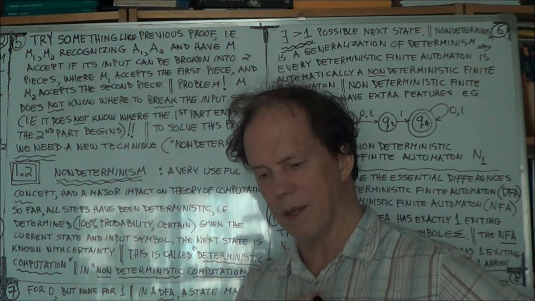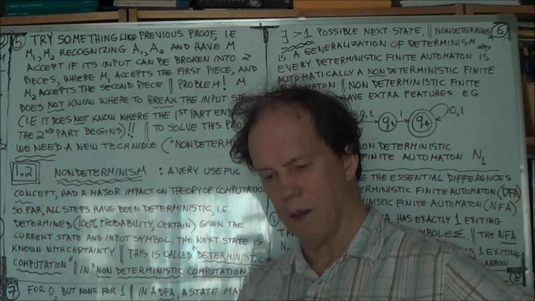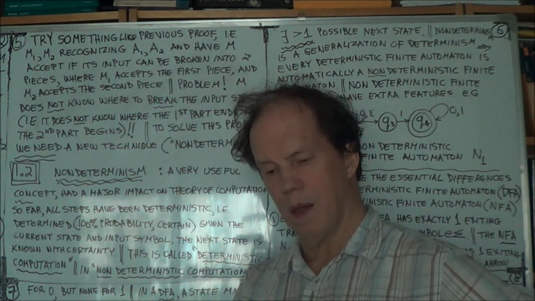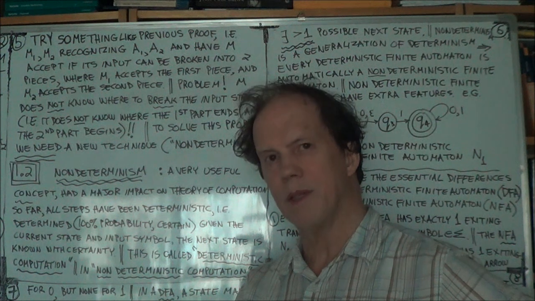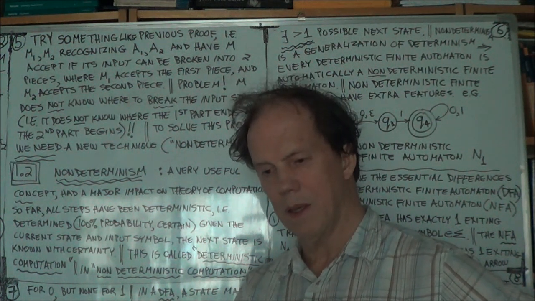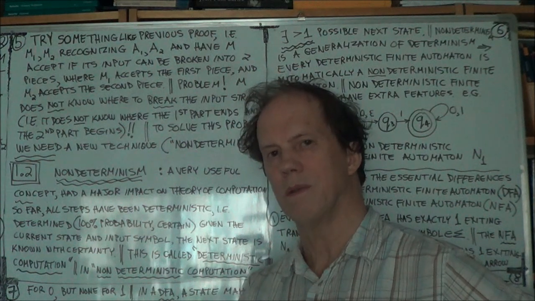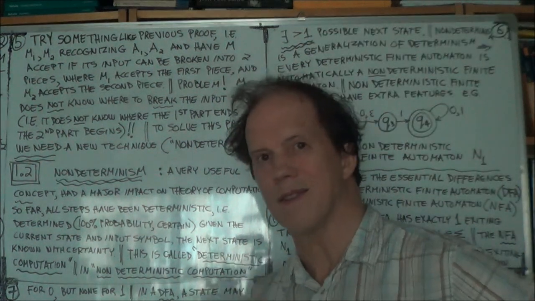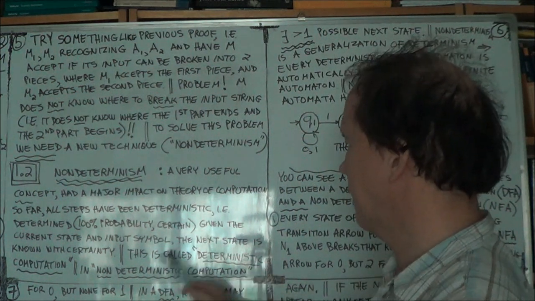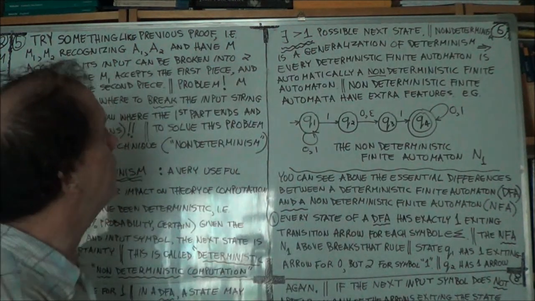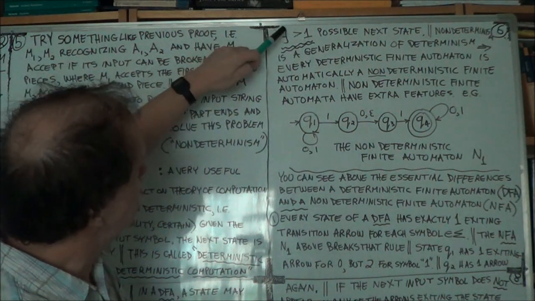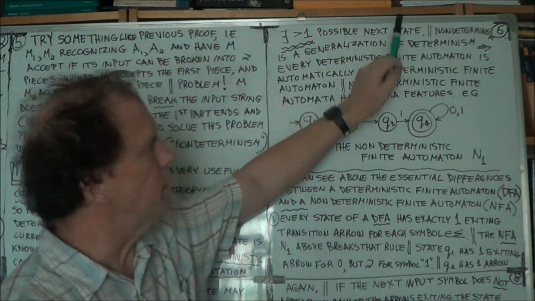With deterministic computation, the next state is certain. Under non-deterministic computation, the next state is not certain. So the essence is that under non-deterministic, there is more than one possible next state.